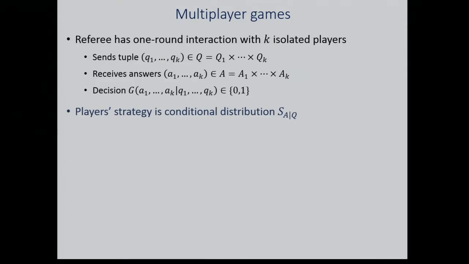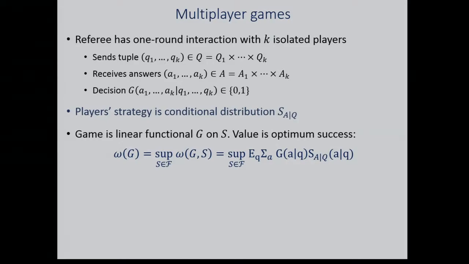So what's a strategy for the players in a multiplayer game? In general, it's just a function, right? From questions to answers. And to be fully general, we think of these players as acting jointly. So they have a joint strategy, and this joint strategy goes from the whole K-tuple of questions to the whole K-tuple of answers. And so this is described by a family of distributions like this. And so the game, you can think of it as acting as a linear function on this set of strategies. And so I define the value of the game to be the maximum success probability of any strategy in the game.